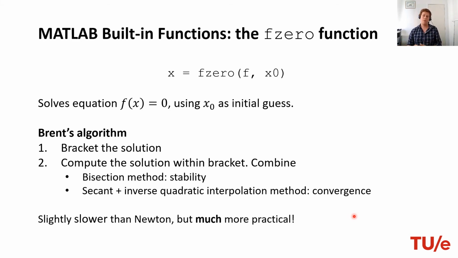This is slightly slower than Newton. So the convergence is not as fast as Newton. It's not quadratic, but it can be superlinear. And also importantly, you can throw a lot more functions with a lot more crude initial guesses at this fzero function, and it will still solve it. So it's much more practical than Newton's method.